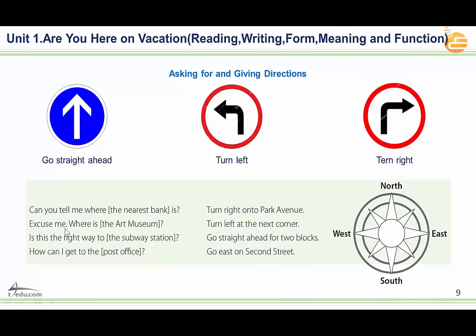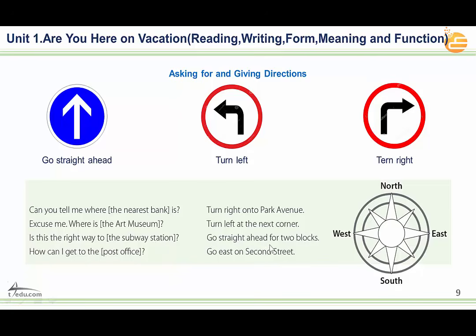Another question: Excuse me, where is the art museum? You can say, excuse me, where is the restaurant? Excuse me, where is the post office? So you have to change this one, the art museum. Okay, we have another example. Turn left at the next corner, for example. Another question: Is this the right way to the subway station? Is this the right way to the post office? Is this the right way to the bank, for example?